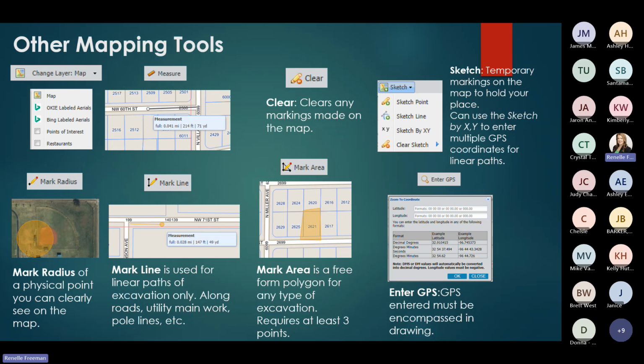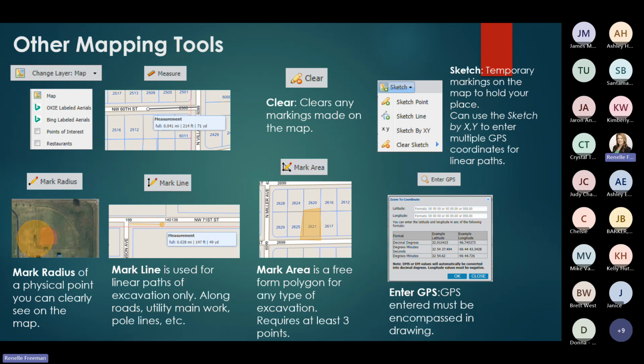The clear tool will clear any markings that you made on the map. So if you did make some measure lines on there and you've got multiples on there and it's getting a little too crowded and hard to see, you can clear those marks and they'll go away. You don't have to clear them because they're just for your use. They're not going to go on the ticket in any way, but you can clear them to make it a little bit cleaner if you need to.